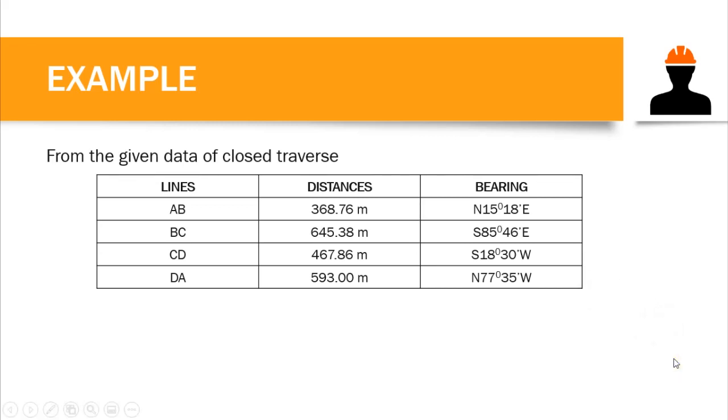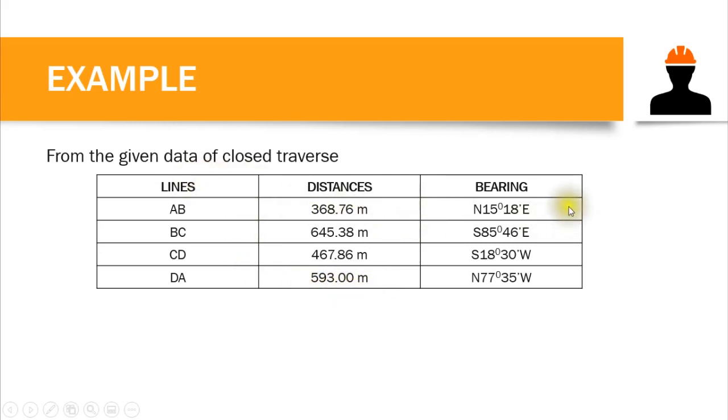Now we have here our first example. From the given data of closed traverse, we have lines AB, BC, CD, and DA. So this is a four-sided traverse. Line AB has a distance of 368.76 meters. BC has a distance of 645.38. CD has 465.86, and DA has a 593 meter distance.